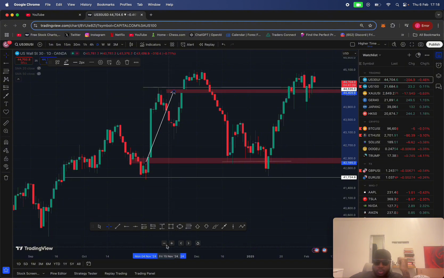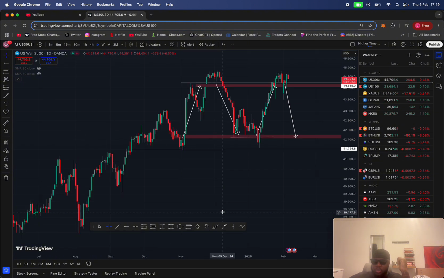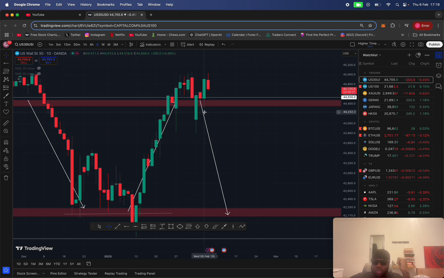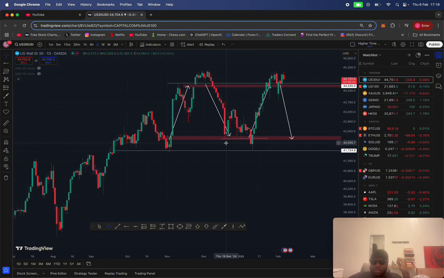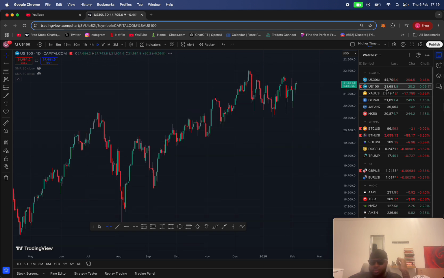So now we could expect price to bounce from discount to premium, premium to discount, discount to premium, premium, back down to discount. So that's my analysis for US 30. I'm expecting another market structure shift to confirm this one, close below this range, this fair value gap, and price to continue down into the low of the range. That's my first analysis for US 30.